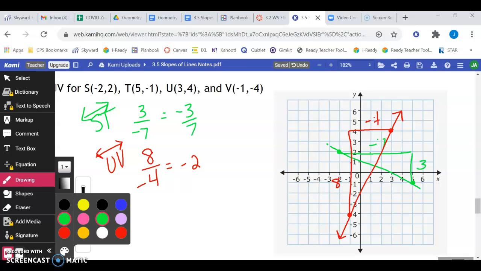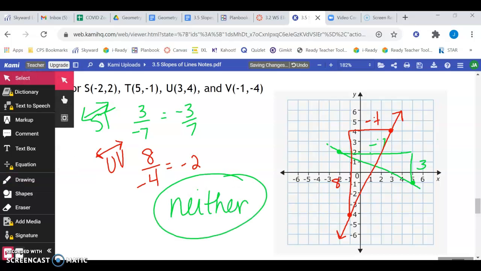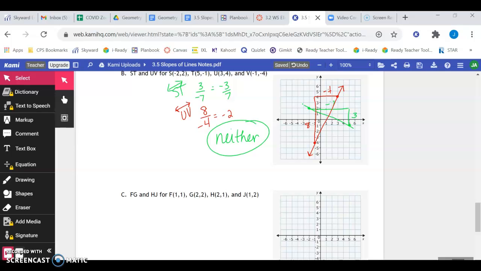These slopes are not the same, and they are not opposite reciprocals. I can't multiply them together and get -1. So these are going to be neither. They're not parallel and they're not perpendicular. They're just two lines that cross.